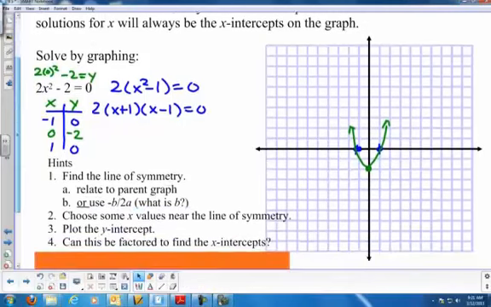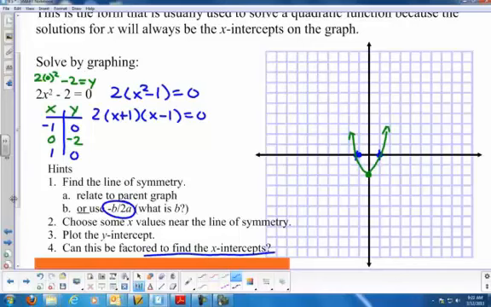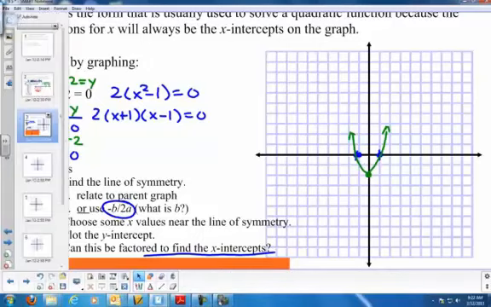So a quick hint is to find the line of symmetry. You can either do that with symmetrical points, or you can use what we did yesterday, the negative b over 2a. And a couple x values near the line of symmetry. If you can find the x-intercepts, that's the first choice. Otherwise, you're just going to plug in and test. And the y-intercept is also very useful.